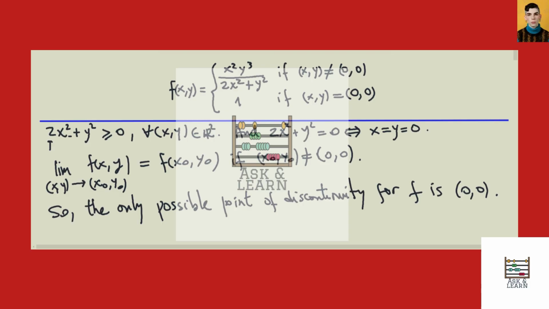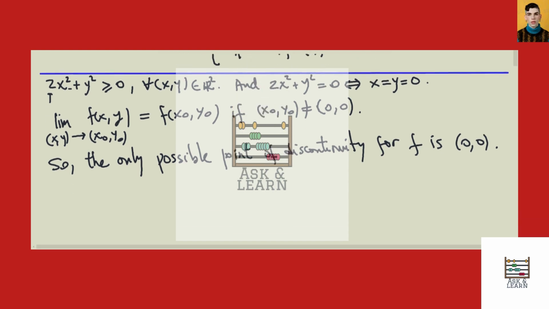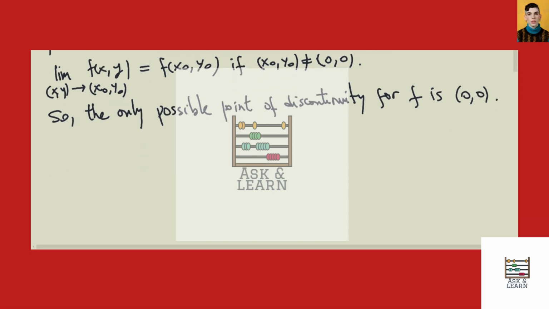In that case, we know that if we redefine the function at the origin, then the function will become continuous. But as it's defined just this way, if we prove that the limit of the function when (x, y) converges to 0 is 0, then the function will be discontinuous only at the origin. So let's see that the limit when x and y go to (0, 0) of the function f of (x, y) is equal to 0.